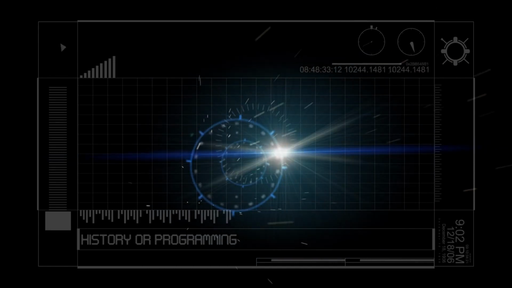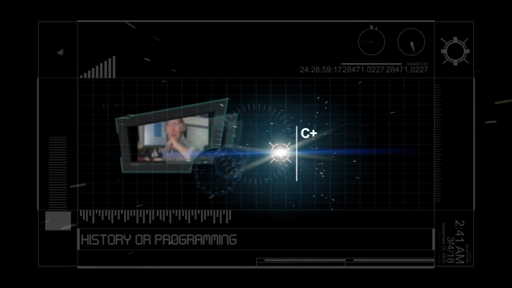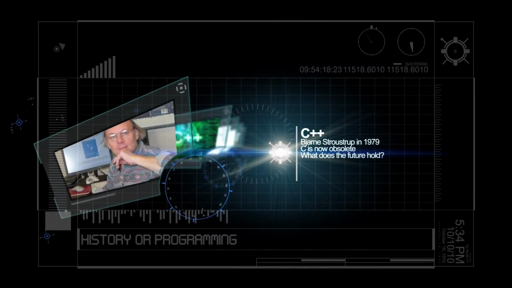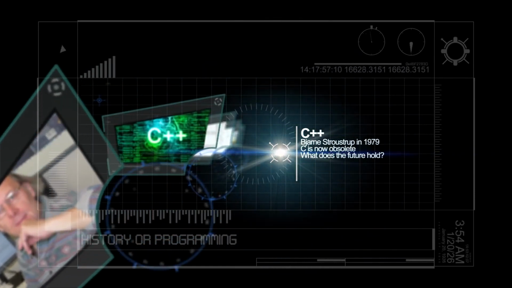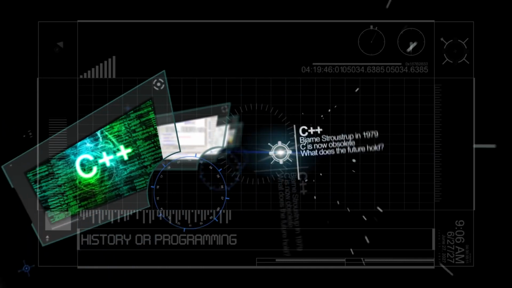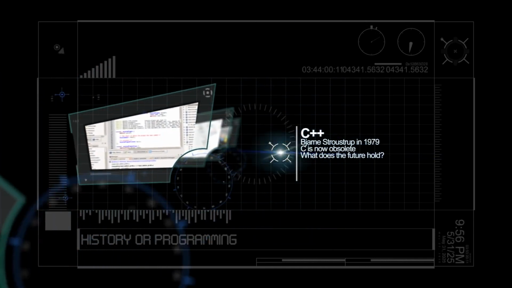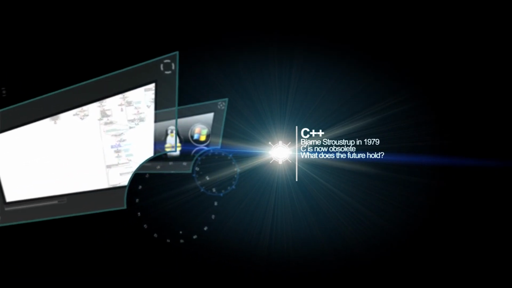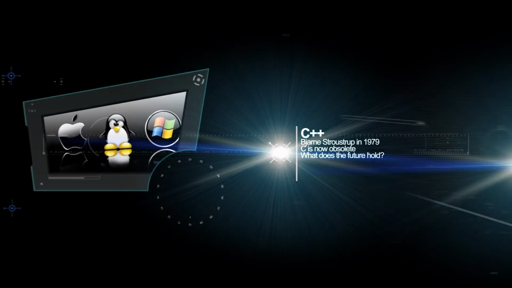C++ is a high-level programming language developed by Bjarne Stroustrup at Bell Laboratories. C++ adds object-oriented features to its predecessor C. C++ is one of the most popular programming languages for graphical applications, such as those that run in Windows and Macintosh environments.